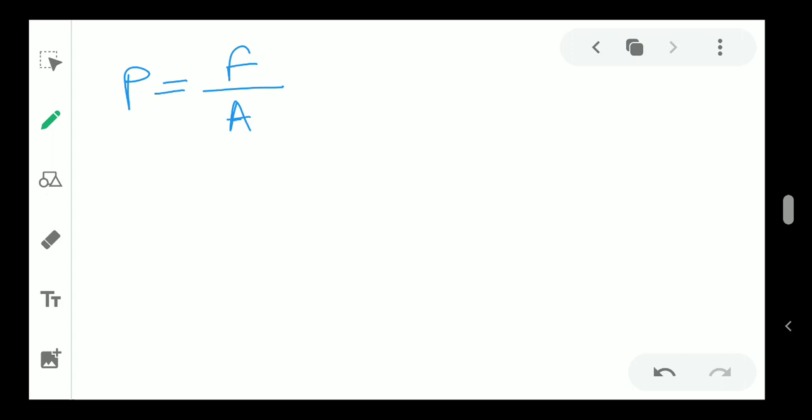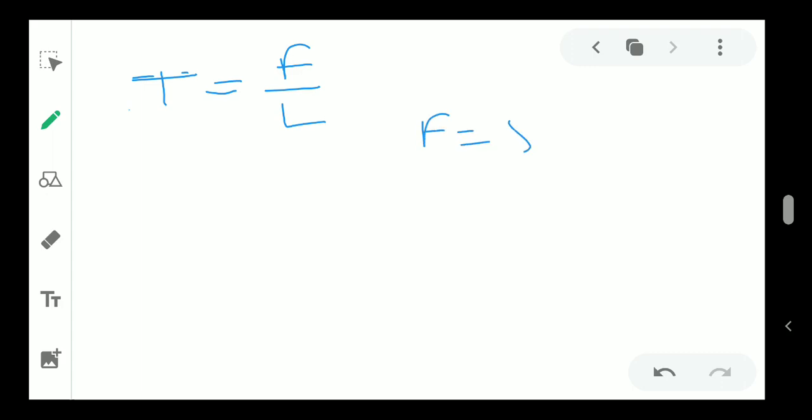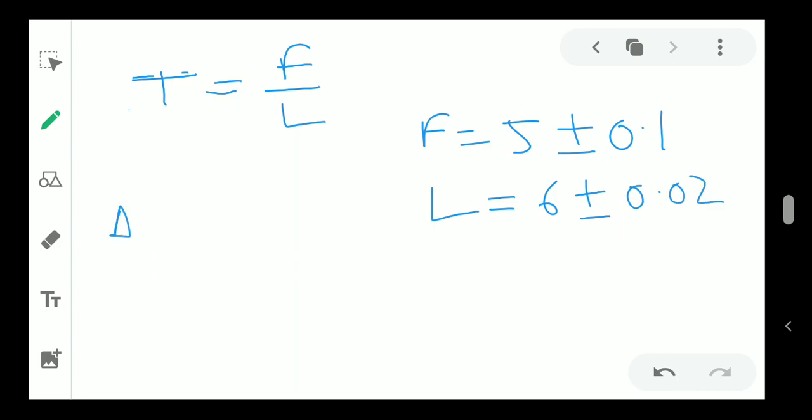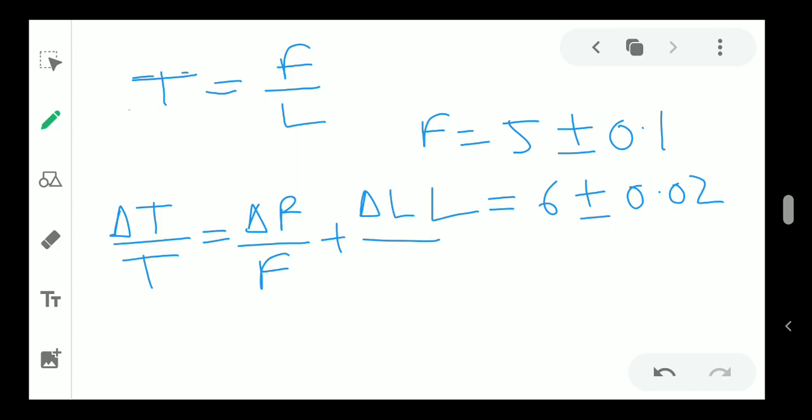Or we can say one more thing, tension equal to, it will be a little bit easier, the tension equal to force by length. So in that case, if my force is given, let's say 5 Newton plus minus 0.1 Newton, and my length is given like 6 plus minus 0.02. So in both cases, my delta T by T will be my delta F by F plus my delta L by L. So basically in division also, the relative error adds up, okay. So these two things you have to remember.